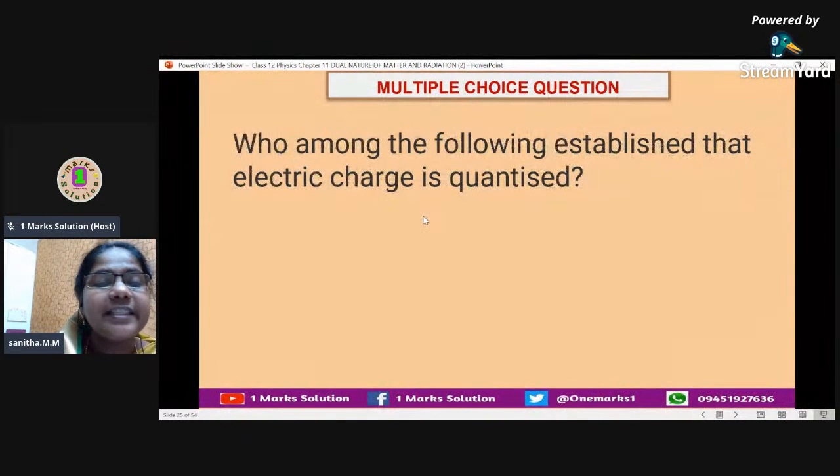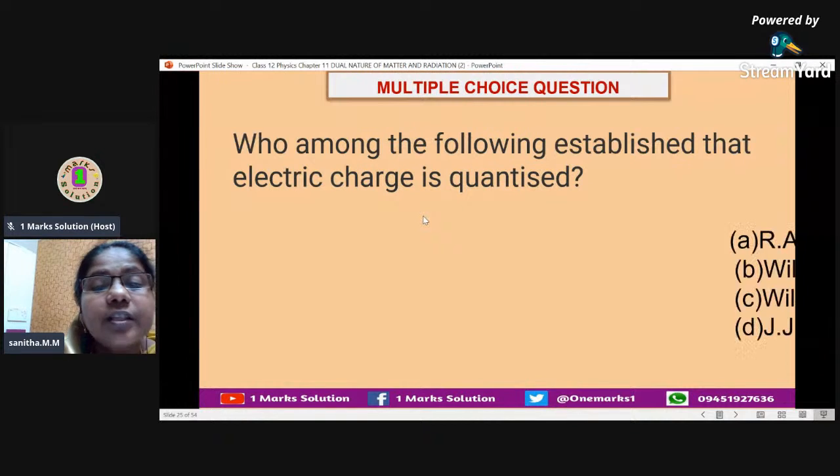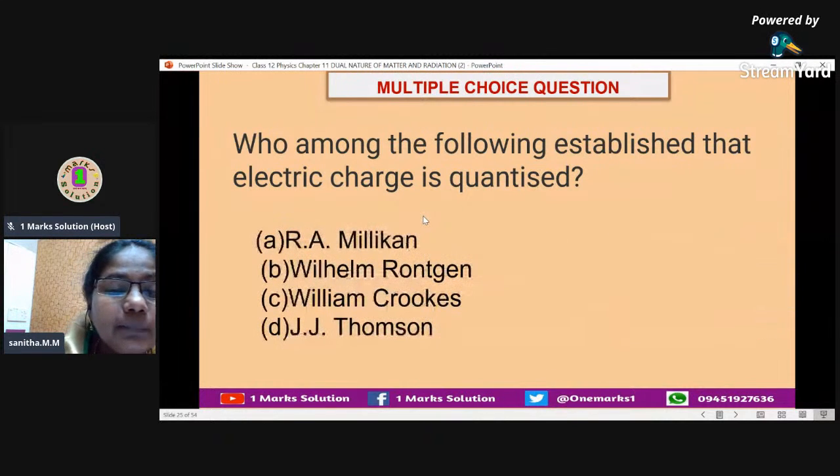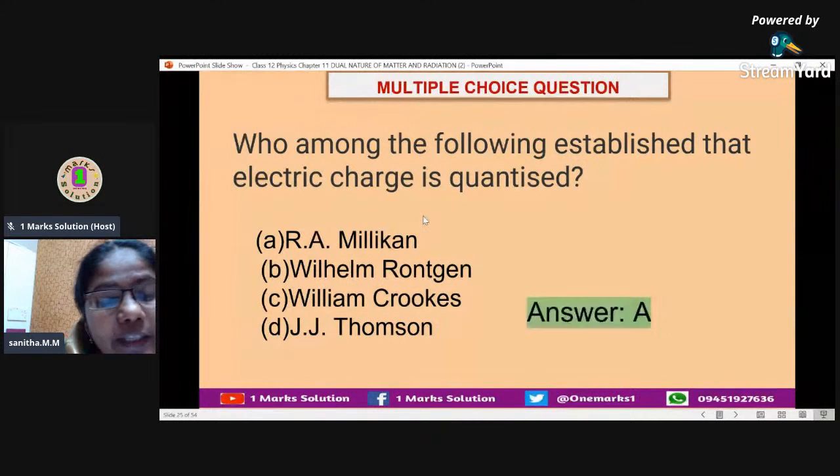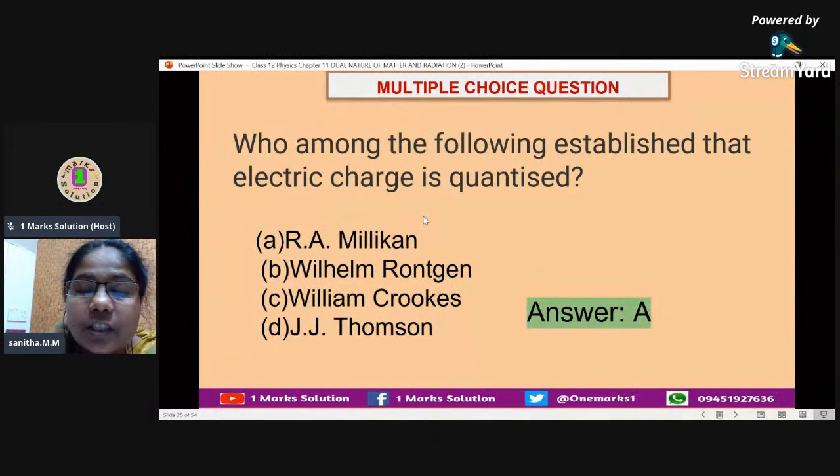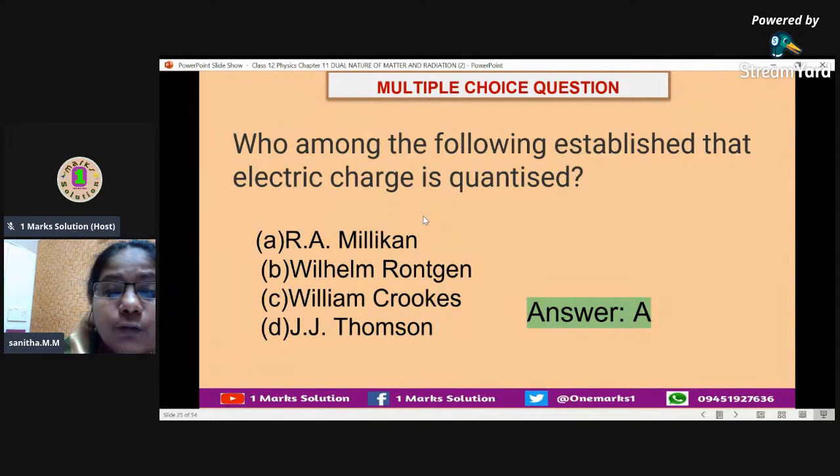Who among the following established that electric charge is quantized? This question also we have studied in the first chapter, electric charges and fields. You can see Millikan, Rontgen, William Crookes, J.J. Thomson. Which is the right answer? No doubt it is R.A. Millikan only. So the charge is quantized. You know what we mean by charge is quantized? Q is equal to plus or minus n e. It's an integral multiple of fundamental charge. Fundamental charge means 1.6 into 10 raised to minus 19. That is also very, very important.